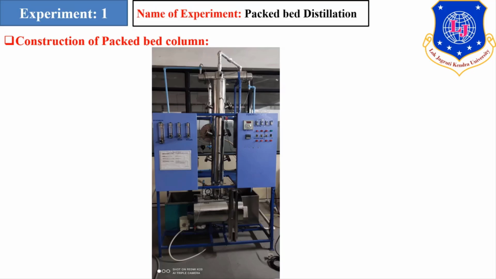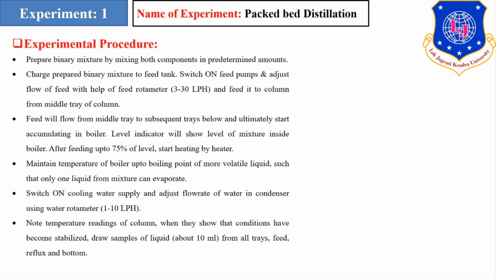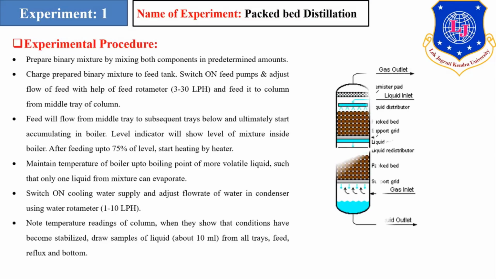Now let us start with the experimental procedure of this packed bed distillation column. So first of all, we have to prepare the binary mixture by mixing both components, that is methanol and water, in predetermined amounts. Then we have to charge that mixture into the feed tank, switch on the feed pump, and adjust the feed flow rate by using a rotameter. First of all, the feed will be fed through the middle of the column. Then the feed will flow downward, and ultimately it will be fed to the reboiler, or you can say the boiler. Then the level will be shown by the level indicator of the mixture inside the boiler.